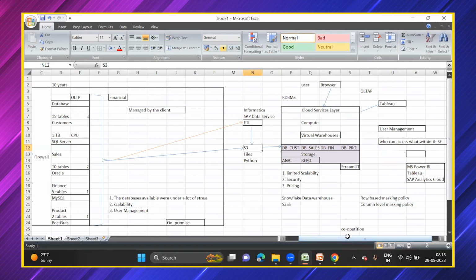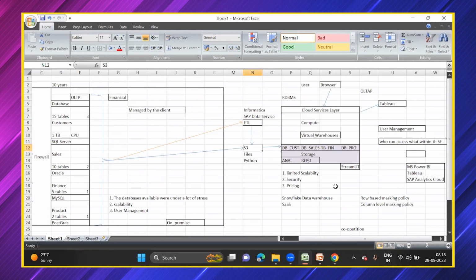Okay. Yes, Kishore, you have something to ask? Yeah, Mahesh. So what is the role of DBT? Sorry, my name is Vipul. Sorry, Vipul. Okay. So what is the role of a DBT tool here?